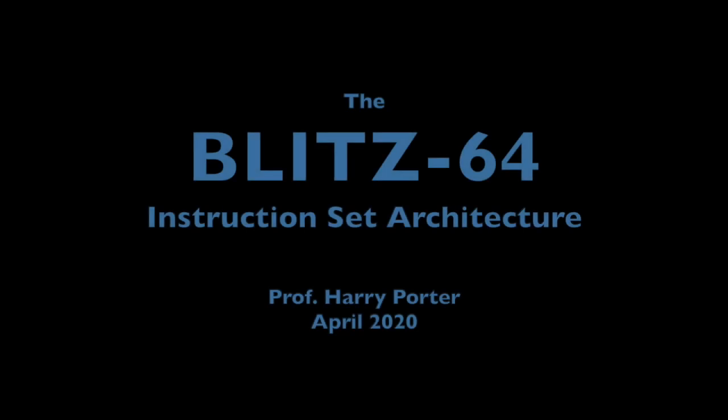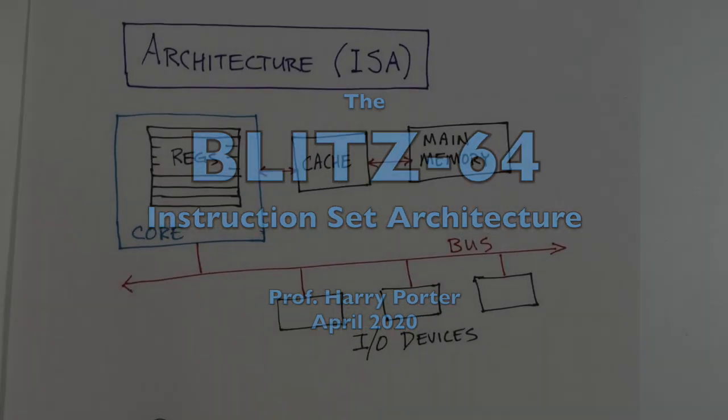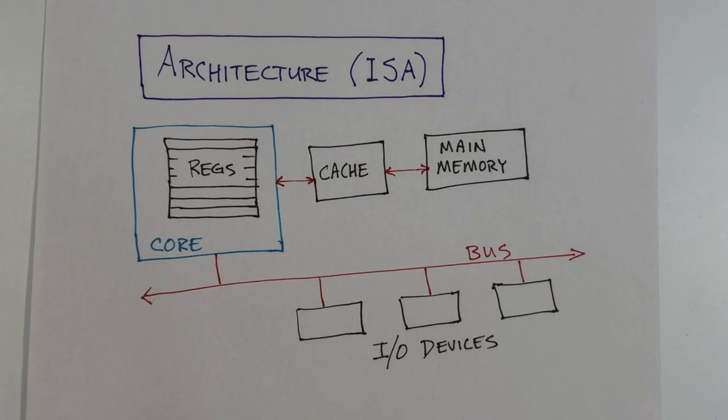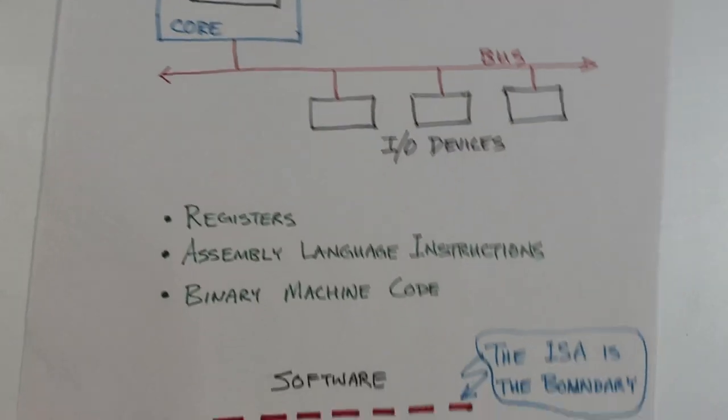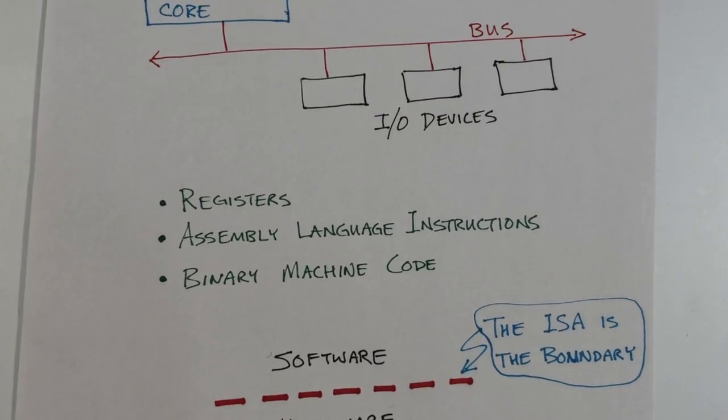Hi, I'm Harry Porter. In this video, I'll describe the instruction set architecture of the Blitz-64 computer system. Here is a very generalized picture of a computer system. I'll be describing what goes on inside the Blitz-64 core. In particular, I'll talk about all of the registers that are visible to software.